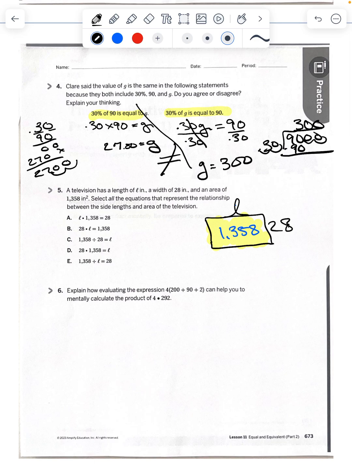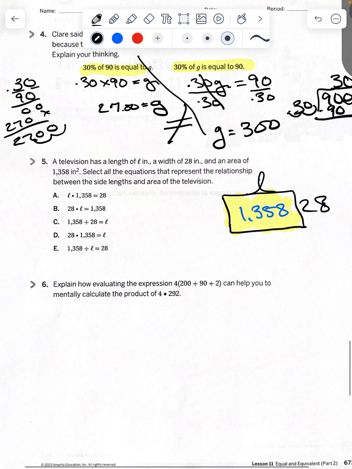Okay, so I'm looking at A, length times 1,358 equals 28. Well, no, that doesn't make sense. Okay, length times 28 has to equal 1,358. What if we did 28 times the length? That equals, that is true. That is exactly what we just said. Length times width equals 1,358.